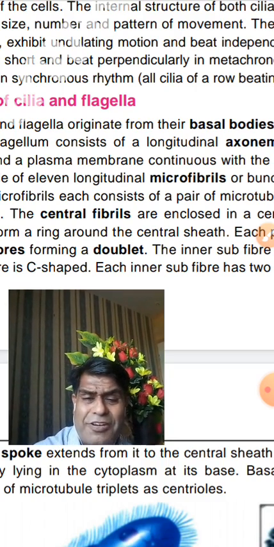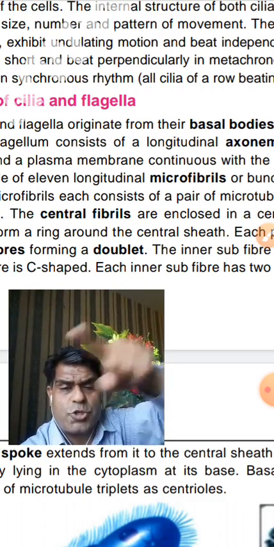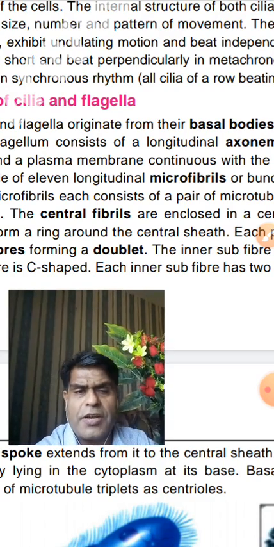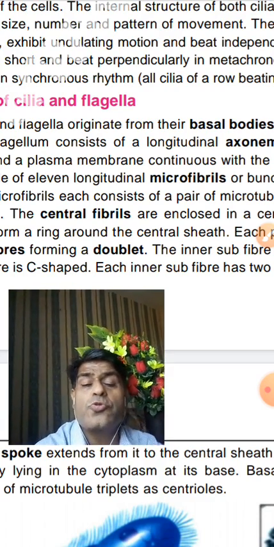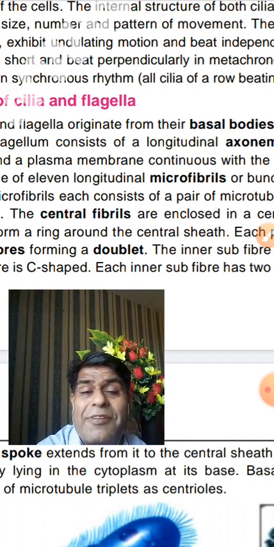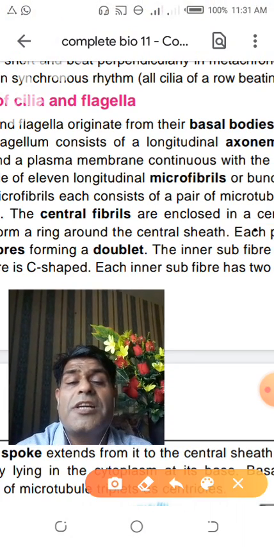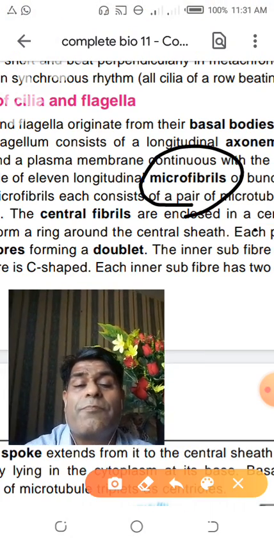11, total 11. Where is the 9? 9 are peripheral, like spokes of the wheel. I will show you the figure after some time. 9 peripheral, 2 are central. 9 plus 2, 11. What is the name of these fibers? Microfibrils.